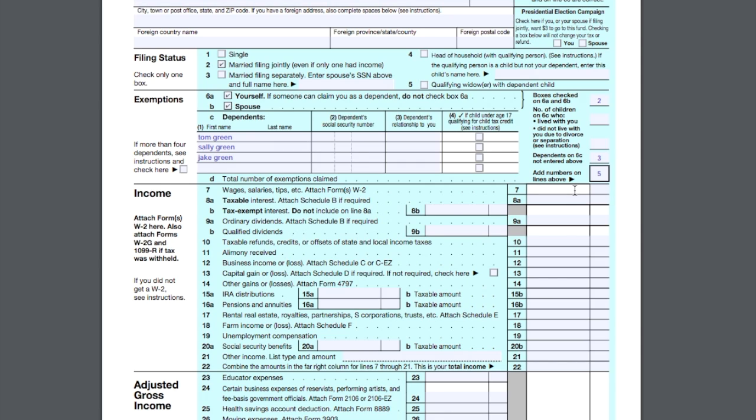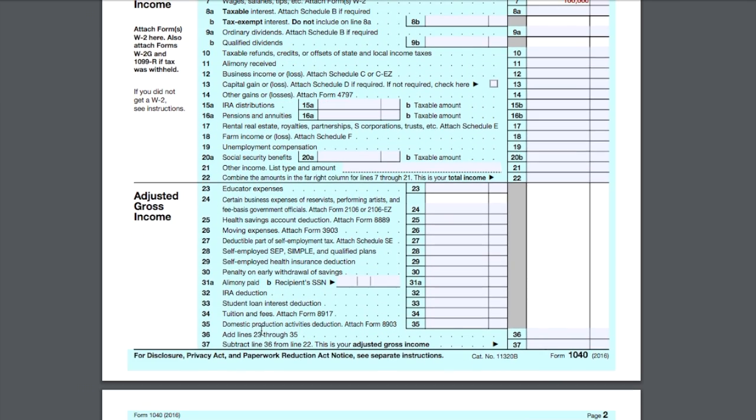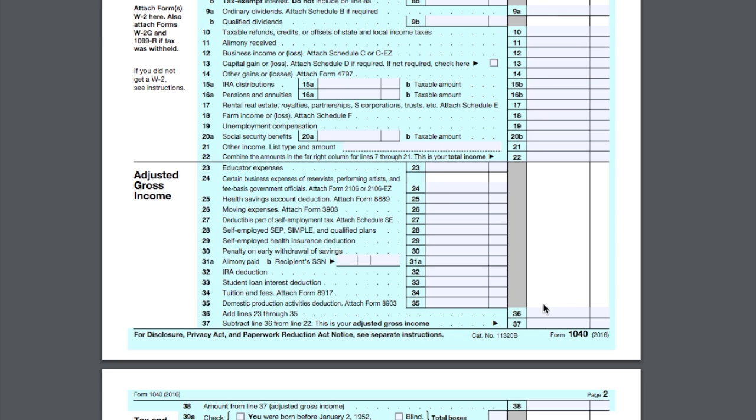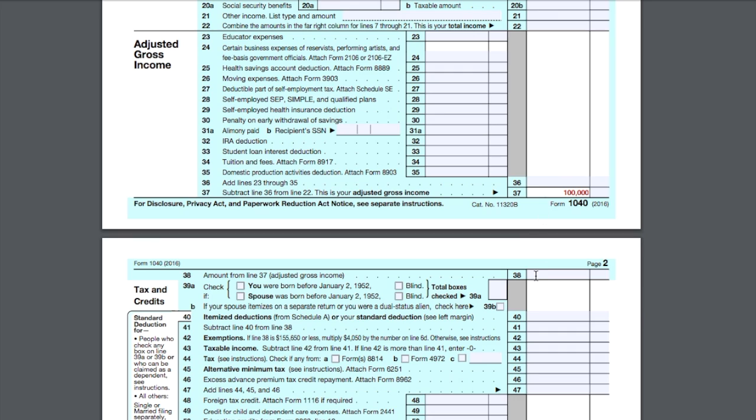For the income, we're just going to do an even $100,000 because that is simple. We're not going to mess with taxable interest and all this other stuff. We're just going to go straight down to the bottom for an adjusted gross income of $100,000. Line 37 just flows over to line 38, so you put 100,000 there.